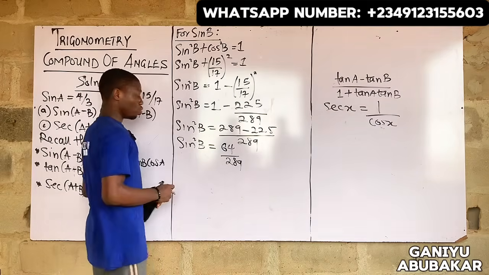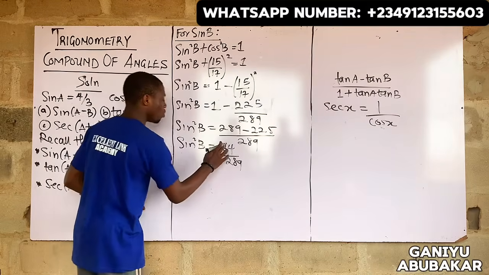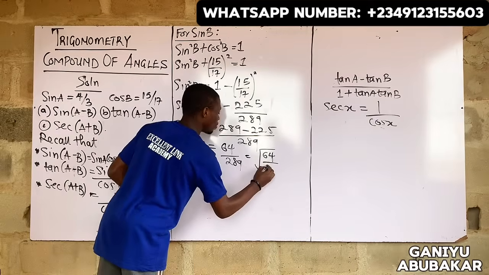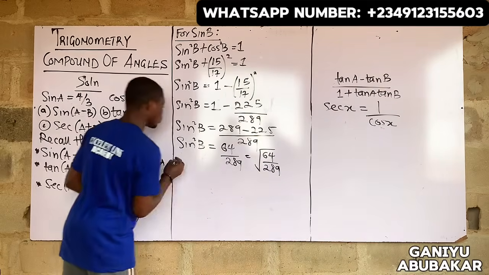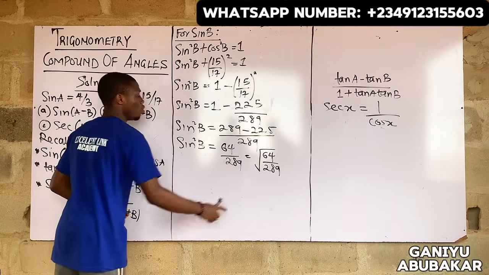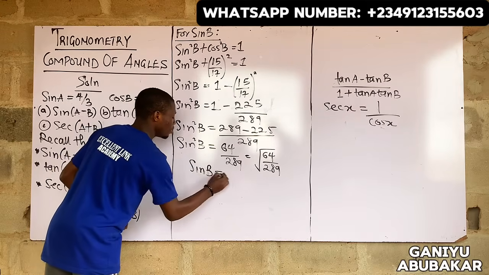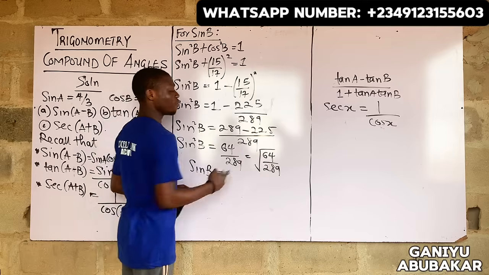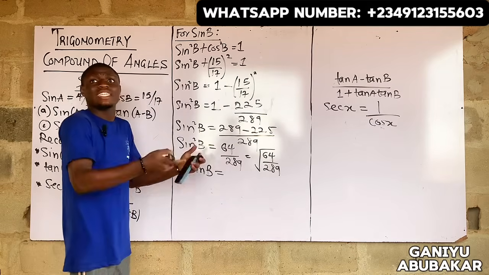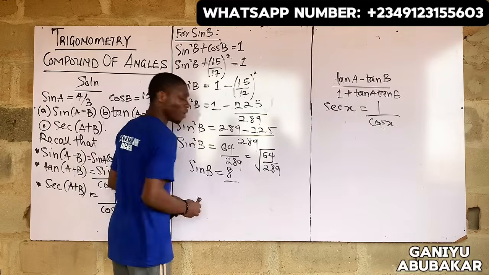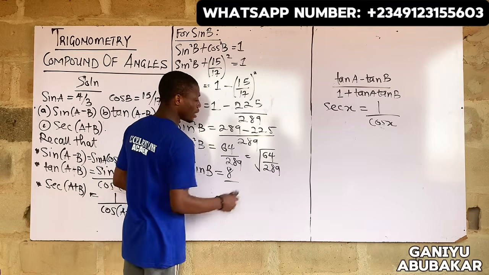True or false? True. Take the square root here. That becomes the square root of 64 over 289. What's the square root of 64? So sine B is equal to the square root of 64, which is 8, since 8 times 8 is 64. So the square root of 64 is 8, all over the square root of 289.